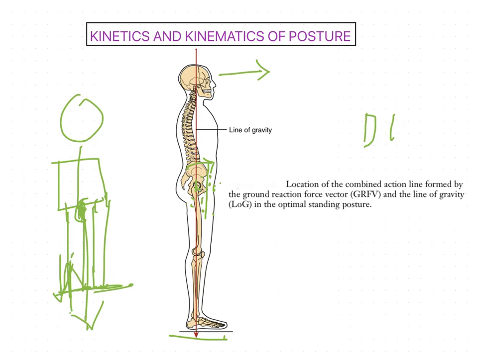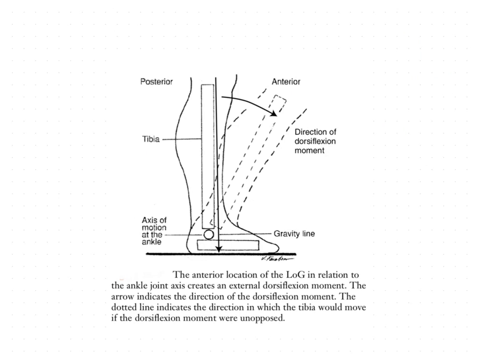Okay, so now we will see some of the examples related to this one. So this one is the joint axis, that is at the ankle joint, and this one is the gravity line which is falling in front of the joint axis. If it is falling on the joint axis, then no moment will take place. Here the gravity line falls in front of the joint axis. So what is going to happen, now we will see.